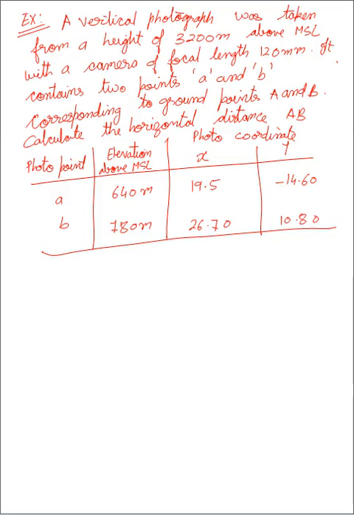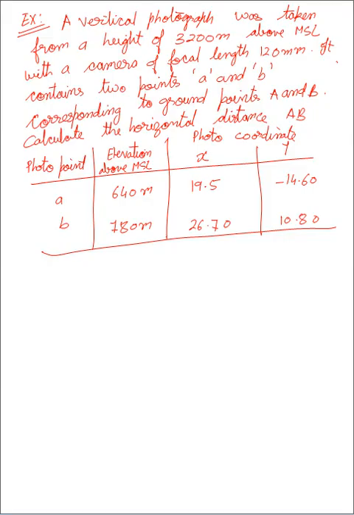Hello dear students, let's start one problem related to surveying. This question has been asked many times in GATE as well as in engineering service exams also. A vertical photograph was taken from a height of 3200 meter above MSL with a camera of focal length 120 mm. It contains 2 points A and B corresponding to ground points capital A and capital B. Calculate the horizontal distance AB.